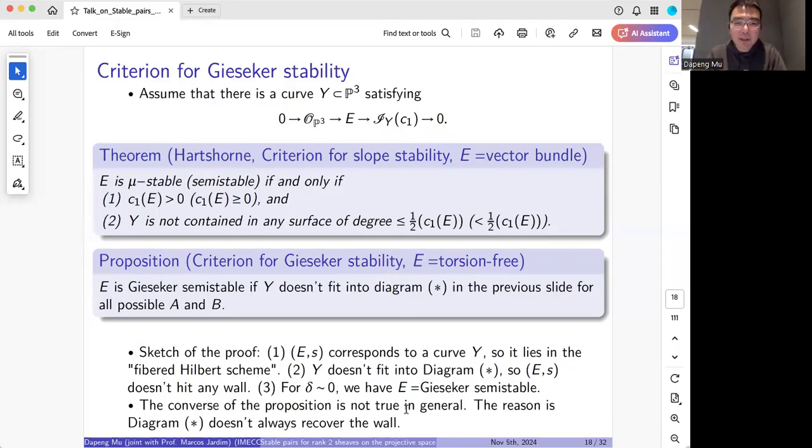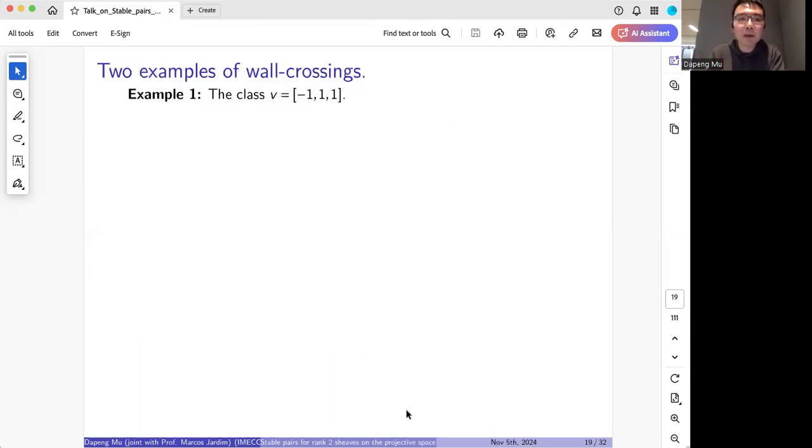So the next thing I want to say is the converse is not true. Suppose we have a curve that satisfies this diagram star, and then it does not necessarily recover the wall. Actually, this diagram contains more curves than the curves killed by the wall, and I will show you one example later. We're still trying to figure out the sufficient and necessary condition, but up to this point, we only have one direction. Okay. So this is the second main result, and do you have any questions before I move on?